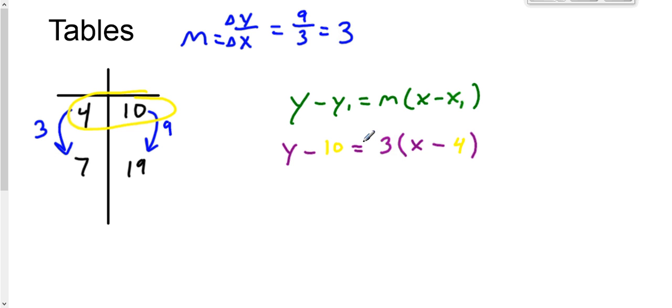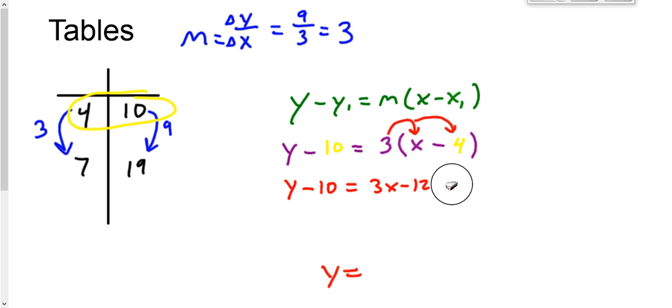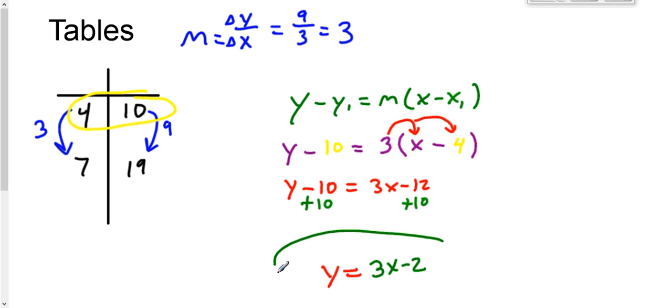Technically, we have our linear function right here. This is the equation. On our homework that I'm going to ask you to complete, I want you to convert it into slope-intercept form. So we need to get this equation to say y equals. The first thing we're going to do is distribute the 3. You get 3x minus 12. No parentheses, so I don't need that. We add 10 to both sides. We get y equals 3x minus 2. There's our equation that gave us this table.